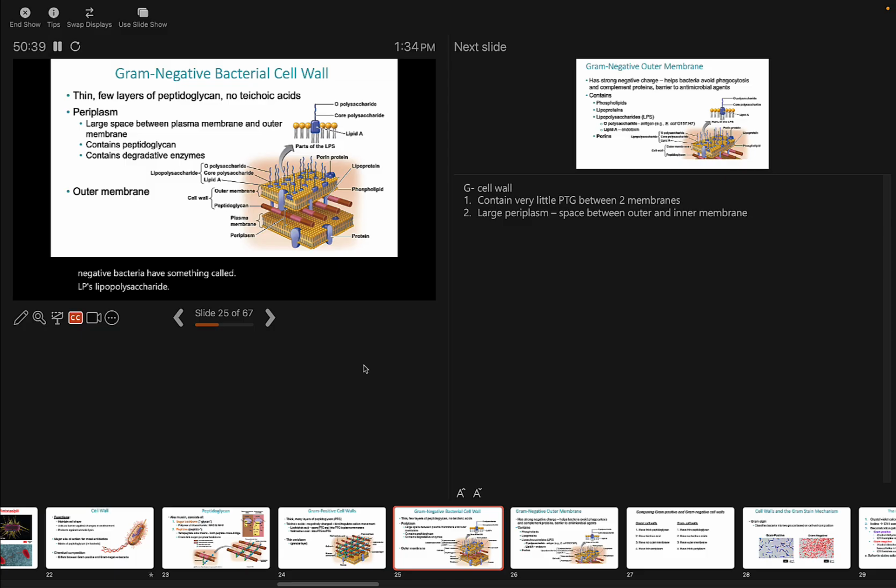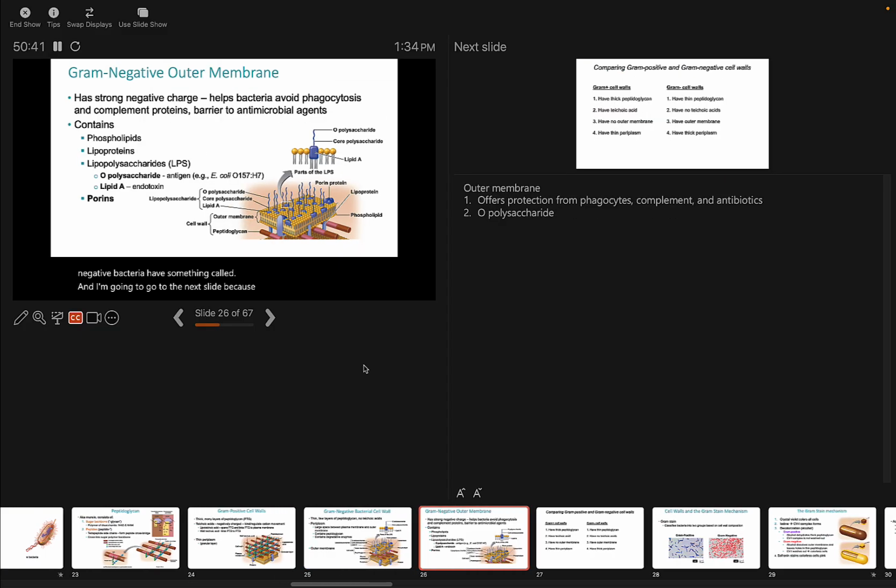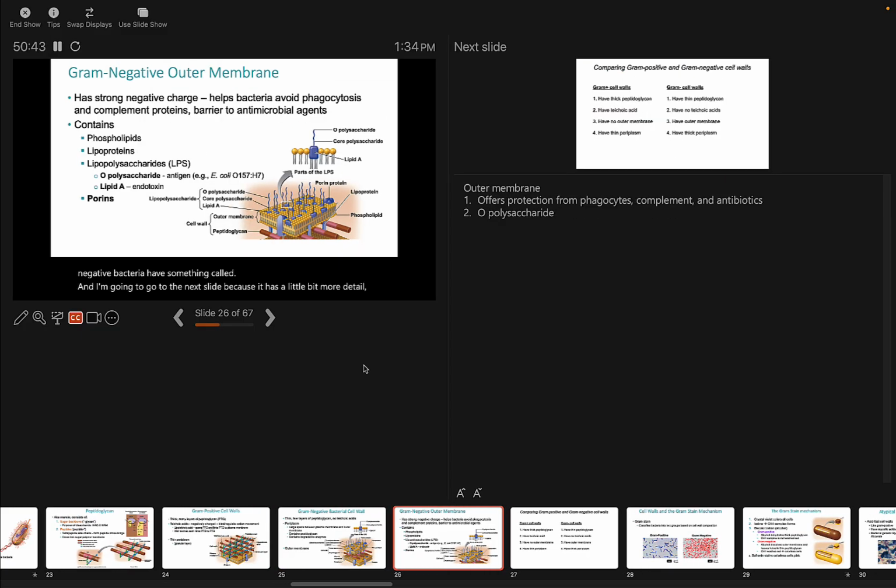And I'm going to go to the next slide because it has a little bit more detail. So here we've got our gram-negative again. You can barely see this is the inner membrane, which is the classic plasma membrane of the cell. You have this big periplasmic space, and in there is your really thin layer of peptidoglycan. Then you have this outer membrane that in some ways looks like another membrane, that's cool, but in other ways is very different. And the most important way it's different is right here, lipopolysaccharide.